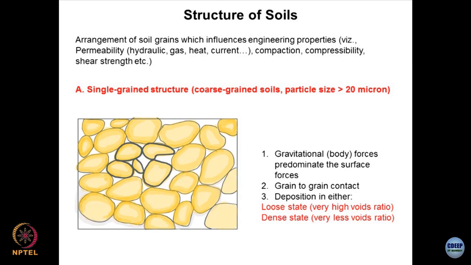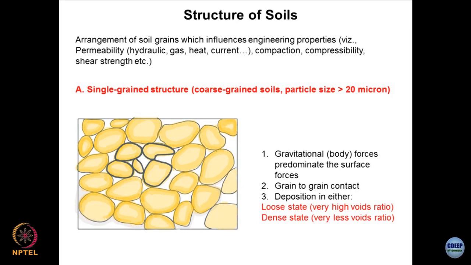Now the first type of structure which we normally talk about is single grain structure. We call it single grain. Body forces are predominant, individual particles have weight, and hence the stacking is going to be something like this. So what I have shown here is a single grain structure. Each grain is so important that it contributes. If I take out a grain, or if I take out several grains, maybe after 3-4 years when you become an expert in soil mechanics, you will try to model a tunneling process over here.